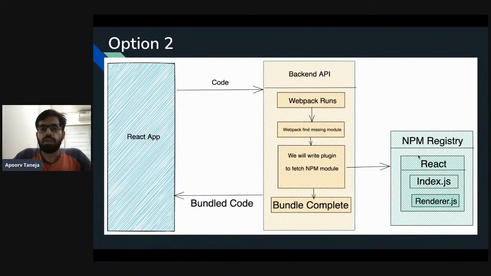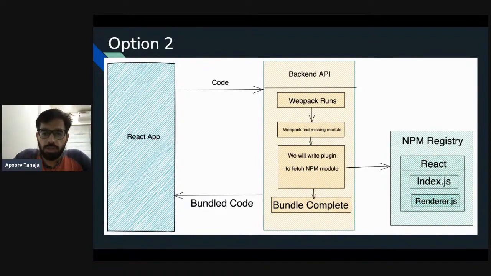So the difference between approach one and two is, if the number of npm modules keeps increasing, our hard disk will get filled soon. We'll have to pay an extra cost for it. But in the second approach, we are not storing the npm modules anywhere. We are just fetching the code and telling Webpack, use this piece of code, bundle it, and send it back to the code editor. So this is the difference between the first and second approach.